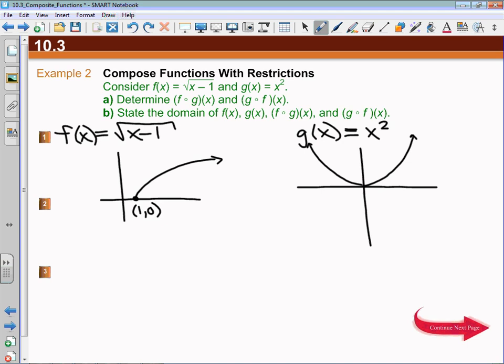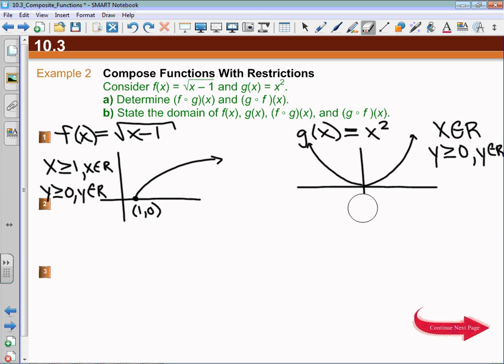So I'm going to immediately do domain and range for these as well. The domain for f of x is going to be that x must be greater than or equal to 1, and x is an element of the real numbers. And then the range is going to be y is greater than or equal to 0, and y is an element of the real numbers. For g of x equals x squared, we are simply going to have x as an element of the real numbers, but my range is also going to be y greater than or equal to 0, and y an element of the real numbers. Hopefully there's no real problem with those. You've certainly spent a fair amount of time figuring that out throughout the course.